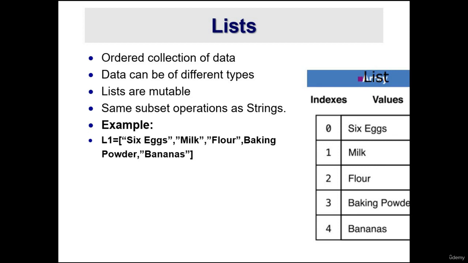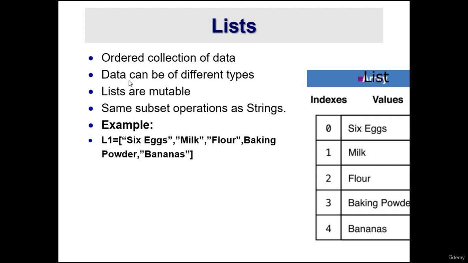Ordered means that they have a certain order, like they have an index. For example, you can see here these are the indexes, so they are in order like 0, 1, 2, 3 and 4. And this is the first item, like 6x is at the 0th index, and then milk is at the first index, flour is at the second index, baking is at the third, and banana is at the fourth index. So in this way they all are the ordered collection of data.